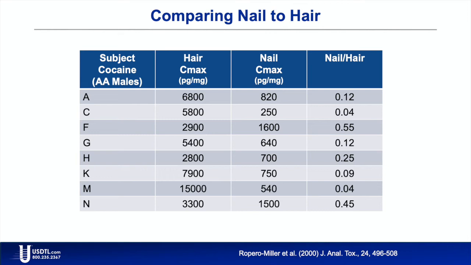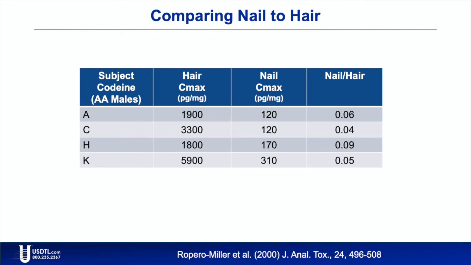Nail has no pigment, so the hair color and the thickness and all of that is not in the equation. When we move on to codeine, same thing, but even more.